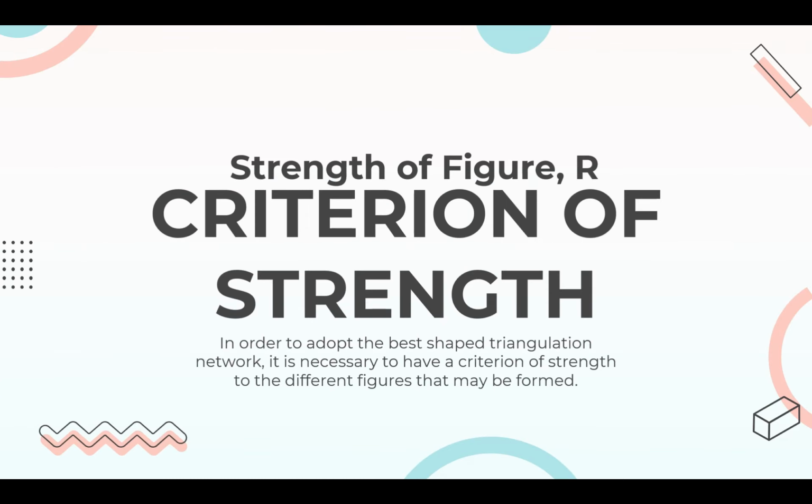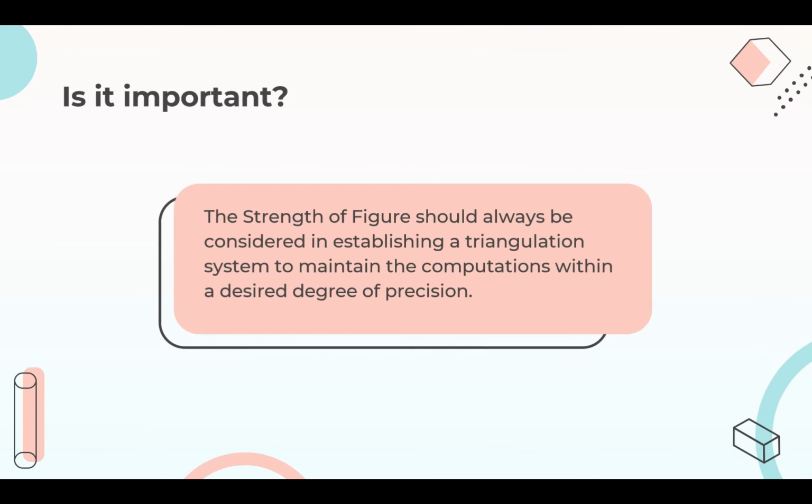So again, the strength of figure, in order to adopt the best shaped triangulation network, it is necessary to have a criterion of strength for the different figures that may be formed. In its most basic term, the strength of figure is the criterion of strength that we will be looking at in choosing the best triangulation network. This criterion or index is denoted by the letter R. So let's remember, strength of figure will be denoted by the letter R.